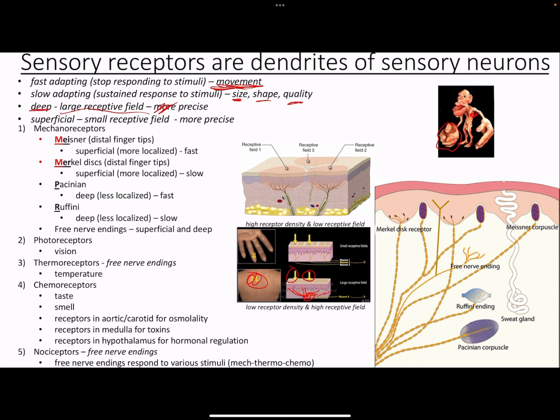Then we're going to have superficial, which is, again, look at our homunculus, look at our hand. We've got tons of nerves, so we can have them a little bit closer to the surface so they just cover smaller territory. But that way I can differentiate this poke here from this poke, because these are both getting picked up by superficial nerves, which again is more precise.